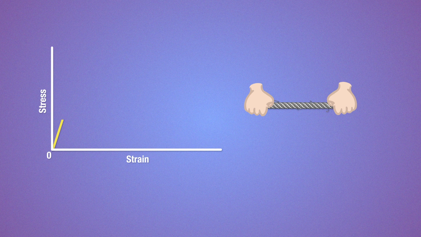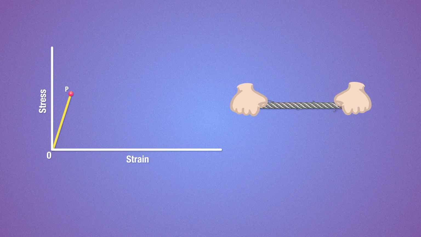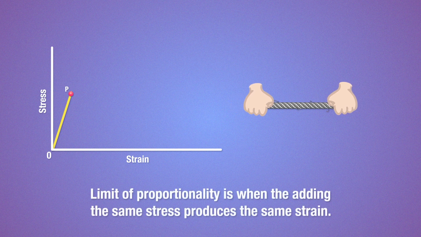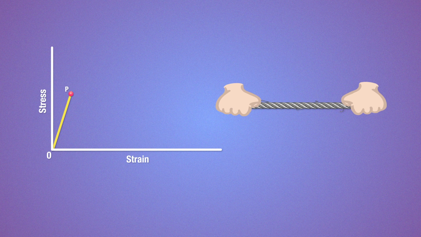Initially, you'll notice that the graph is straight. And this makes sense because within the limit of proportionality, the stress strain relationship will be linear. But as you get to the elastic limit, the same amount of stress will increase the strain by a lot more. And you'll be able to see this because the graph will start to flatten a little. Now, there will be a point after which the graph will no longer be linear. And this is called the limit of proportionality.